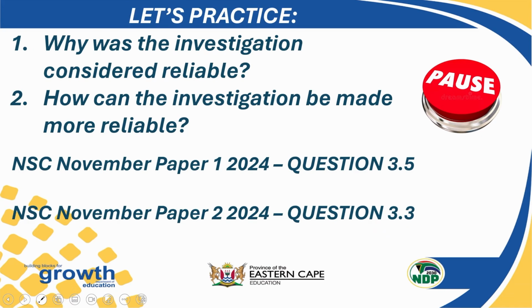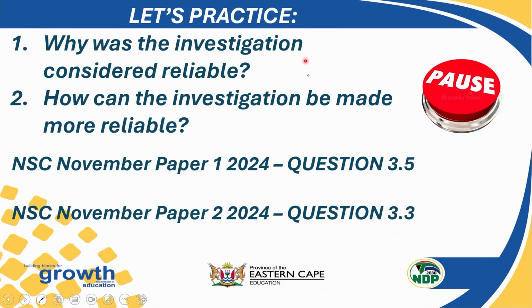Right, now it's your turn again. With your November paper 1 from 2024 that we were using in part 1 and November paper 2 from 2024, we're going to look at questions 3.5 in November paper 1 and 3.3 in November paper 2. And in both these papers, you are going to answer the following questions. Why was the investigation considered reliable? And how can I make the investigation more reliable? Let's see if you can do those.